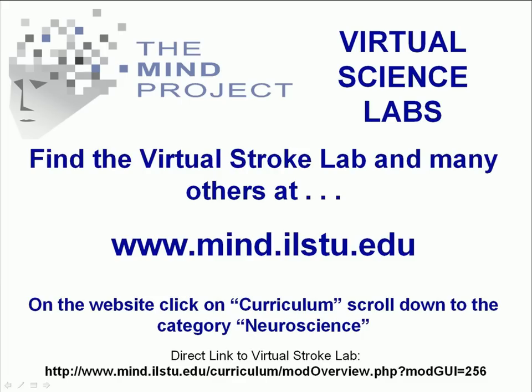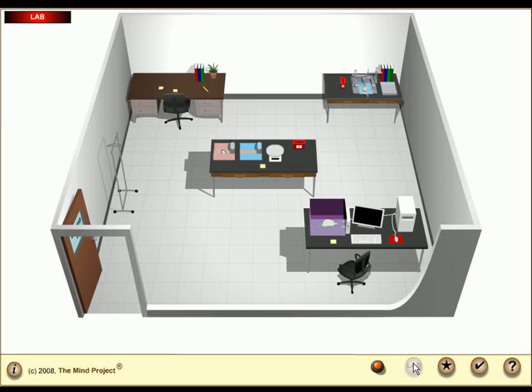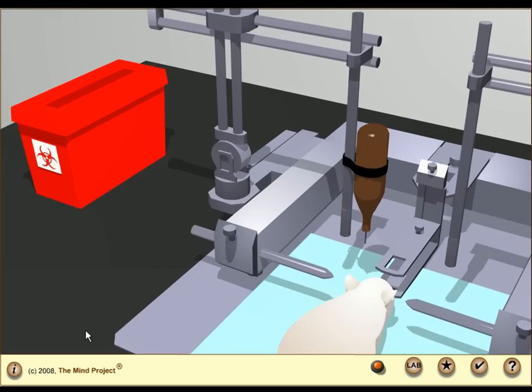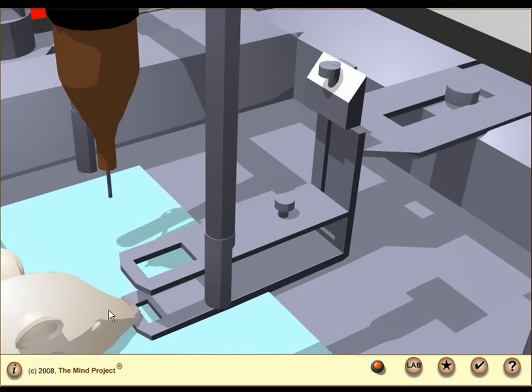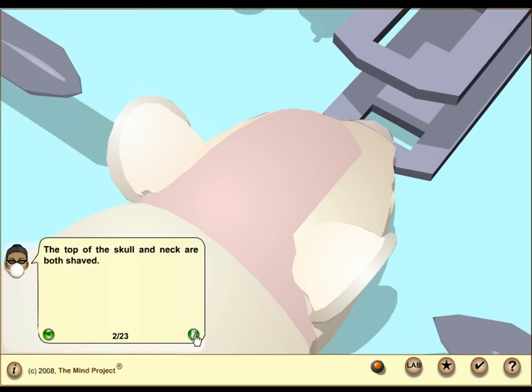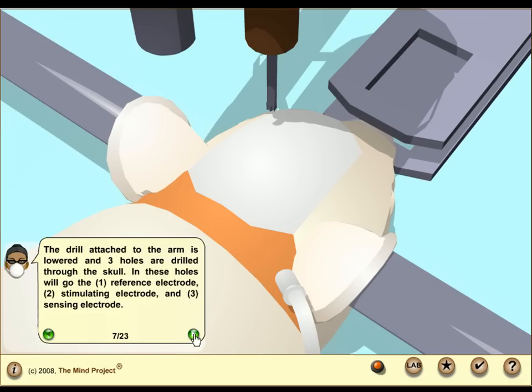Next, you will observe as the rat is prepared with special implants that employ a recent technological development to record, in real time, the levels of the neurotransmitter dopamine within a live, freely moving rat.